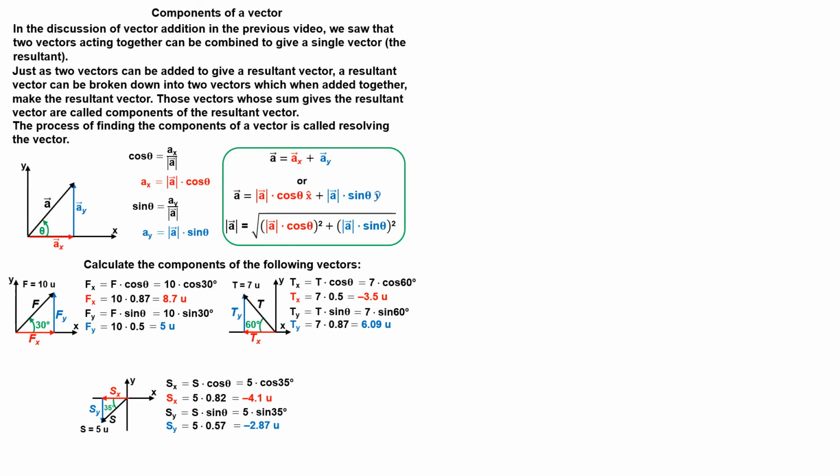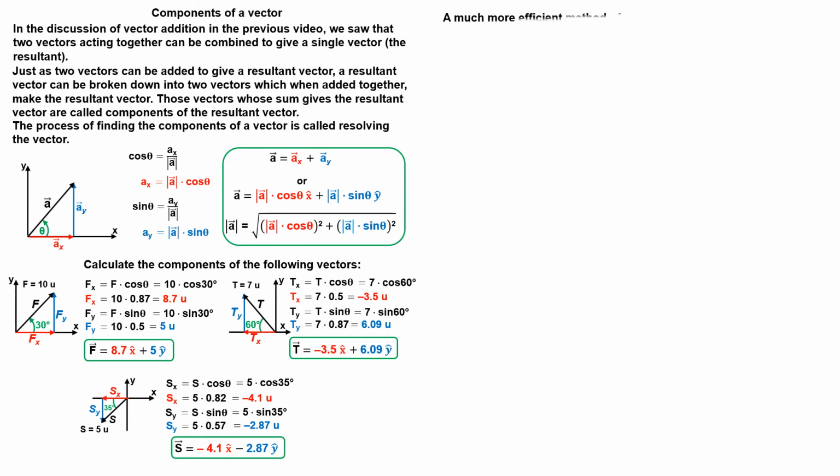Now we are going to write the vectors f, t, and s in component form. The vector f is equal to 8.7 units in x direction plus 5 units in y direction. The vector t is equal to minus 3.5 units in x direction plus 6.09 units in y direction. The vector s is equal to minus 4.1 units in x direction plus minus 2.87 units in y direction.